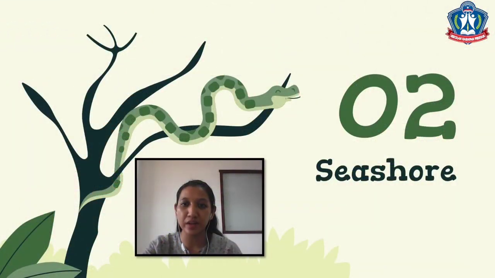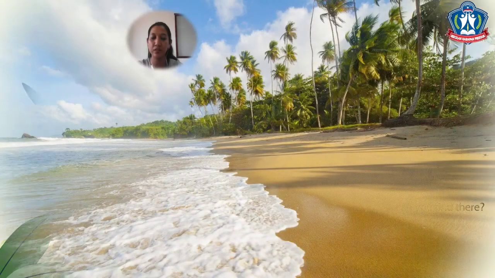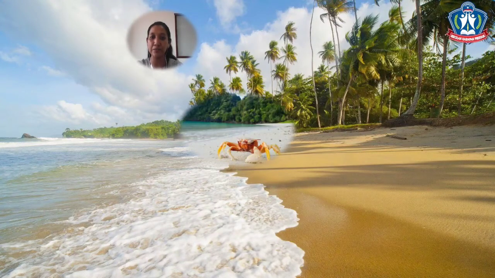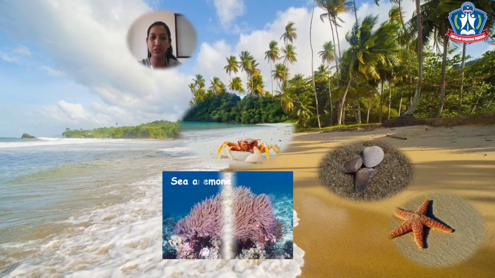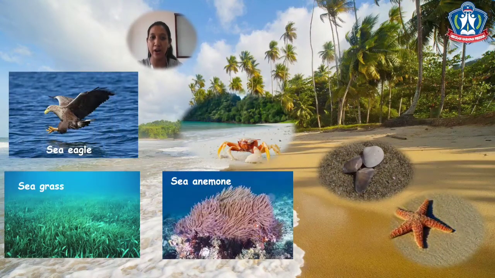The other example, seashore. So what plants and animals can you find there? Now this picture is for the seashore. So the seashore is the habitat for crab, seashells, sea star, sea anemone, seagrass, and also sea eagle.